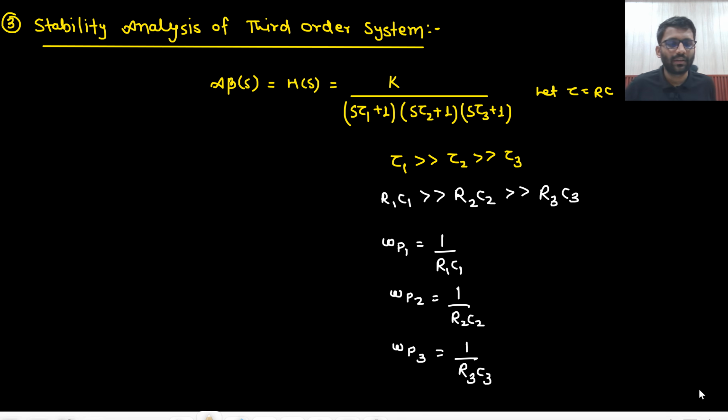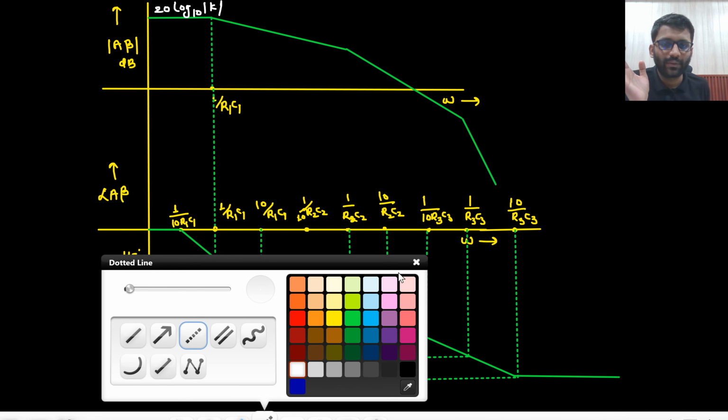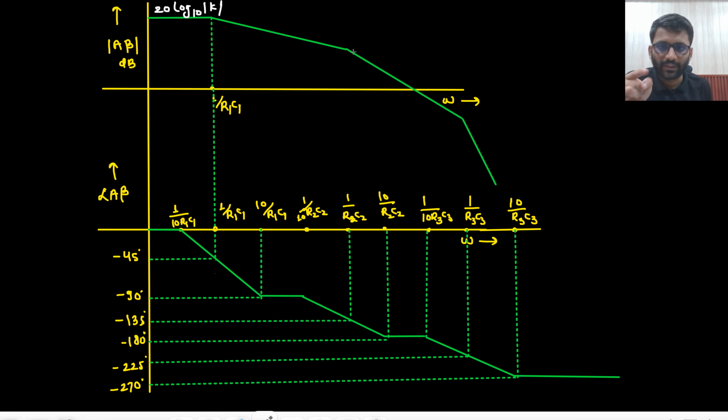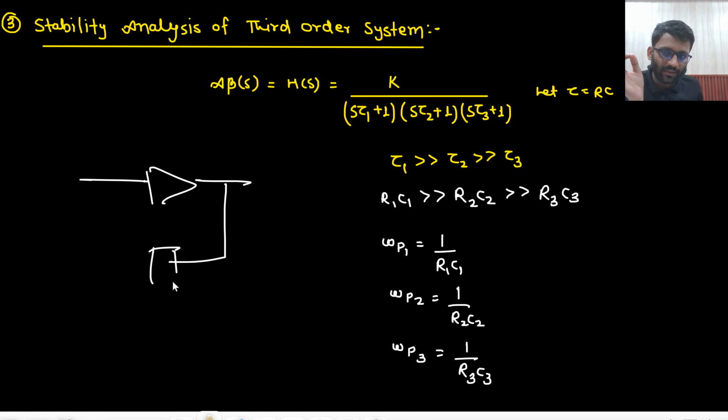Okay, so let's draw the Bode plot. You will be able to draw the Bode plot both for magnitude as well as for the phase. For magnitude it is very easy. First one roll off is there, then another roll off is there, and then another roll off is there. This was your 1 by R2C2 and this is your 1 by R3C3. Okay, this is A beta only. This I have written as the complete A beta: forward gain multiplied with the feedback. What I get here, I have written.